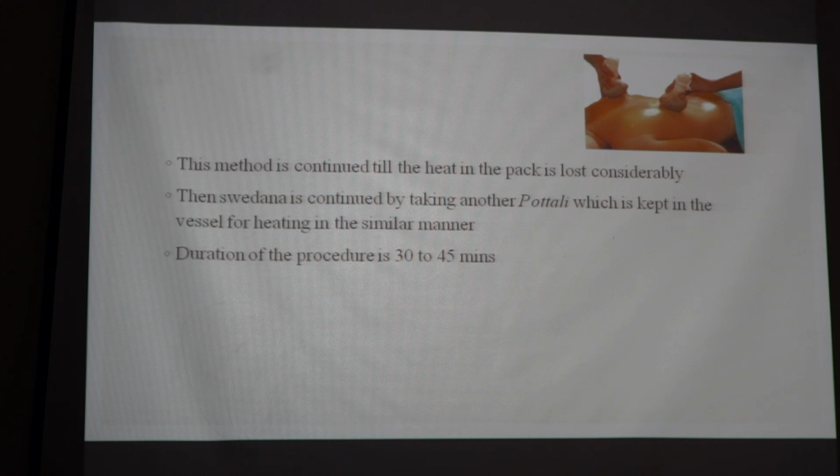This method is continued till the heat in the part is lost considerably. Then Swedana is continued by taking another potli which is kept in the vessel for heating in a similar manner. Duration of the procedure is 30 to 45 minutes.